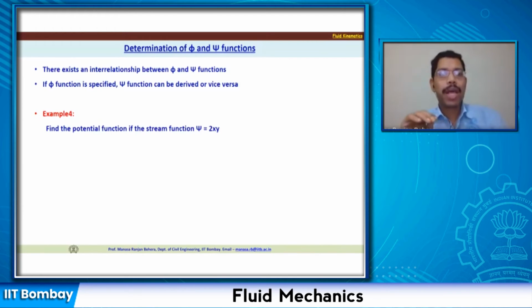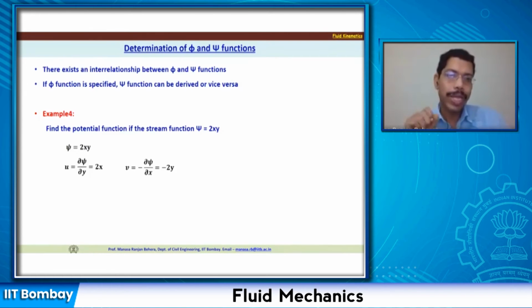Let us say I have the psi function which is psi equals 2xy. So you have to find out the phi function, that is the potential function. So how do I do it? I know psi is equal to 2xy and I can write down u is equal to dou psi by dou y. That will give me 2x, and I can write down v is equal to minus dou psi by dou x. Please remember we have this minus sign here. v is equal to minus dou psi by dou x, that is equal to minus 2y. Alright, so now I have u and v.